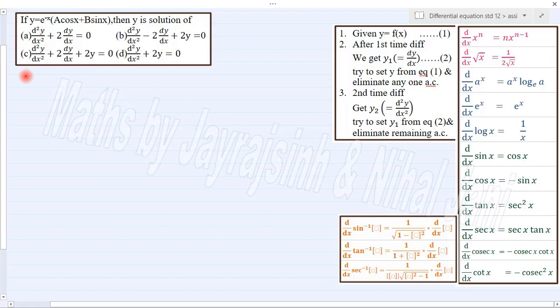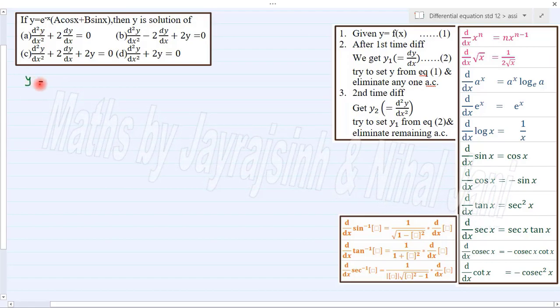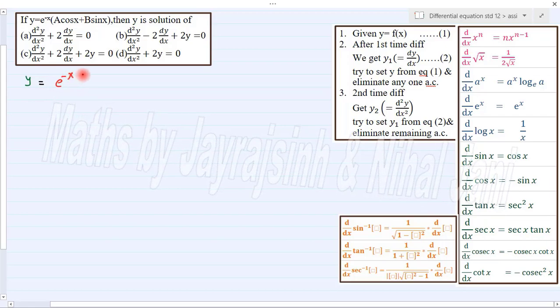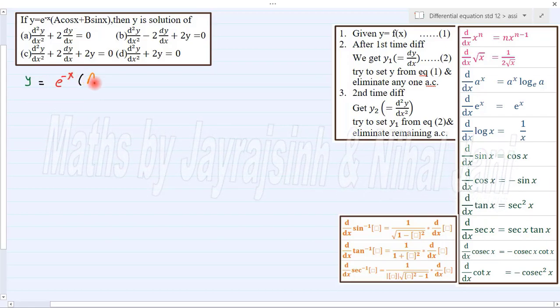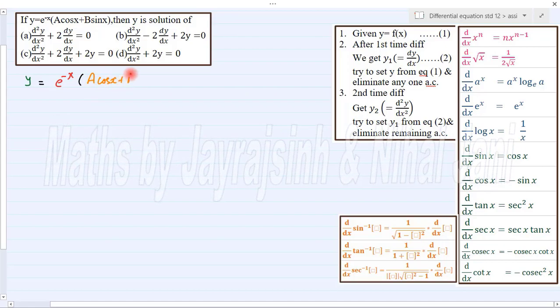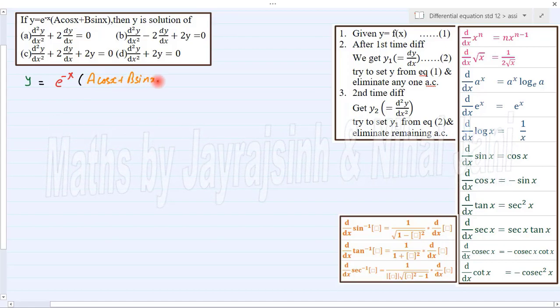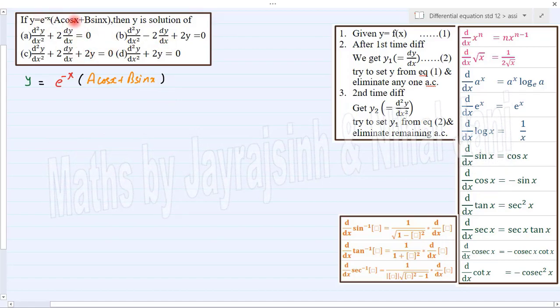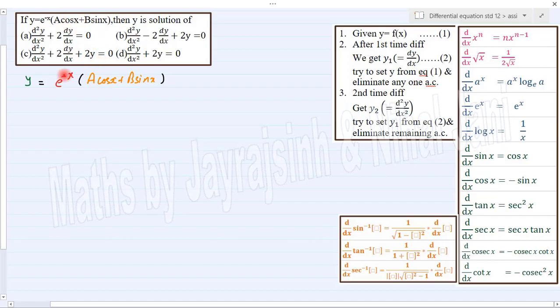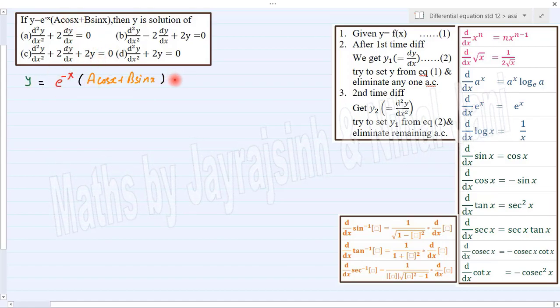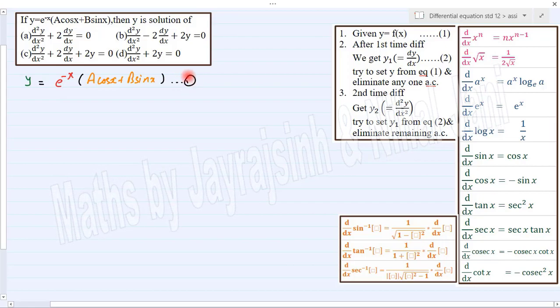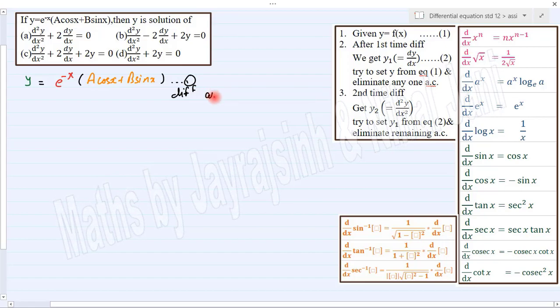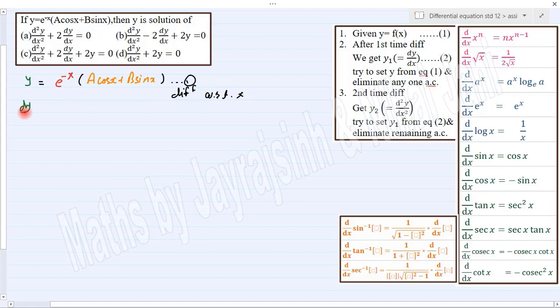If your y is equal to e raised to minus x into a cos x plus b sin x, then which of the following differential equations solution is your y? So let's obtain the differential equation from this solution. Let's say this is your equation number 1, and if we differentiate our equation with respect to x, we will get dy by dx.